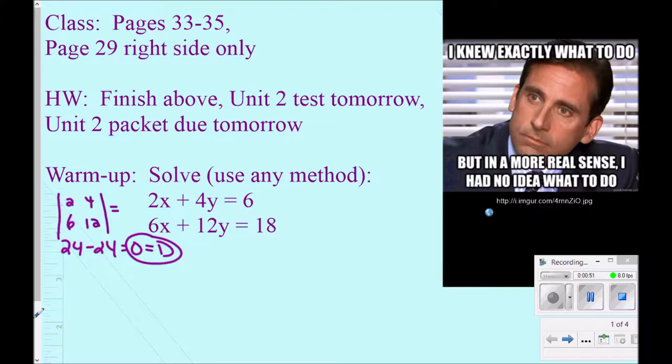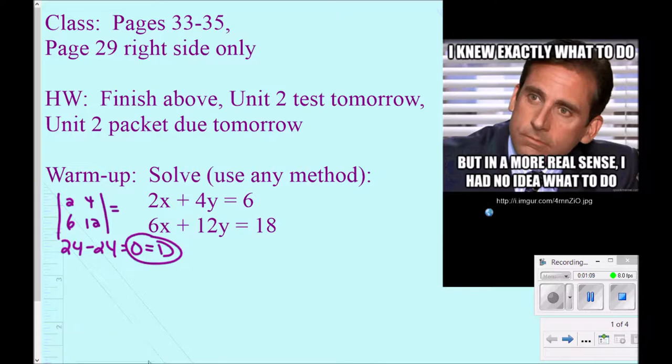You also can't use matrices because when D equals 0, that means the matrix doesn't have an inverse. So I can't use inverse matrices. So that means I have to use a different technique. Now, don't just stop here and say not possible. It is possible, you just can't use matrices or Cramer's rule.